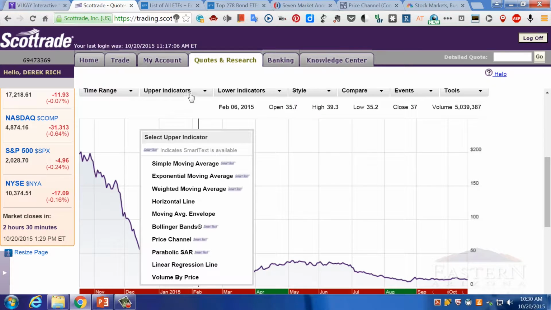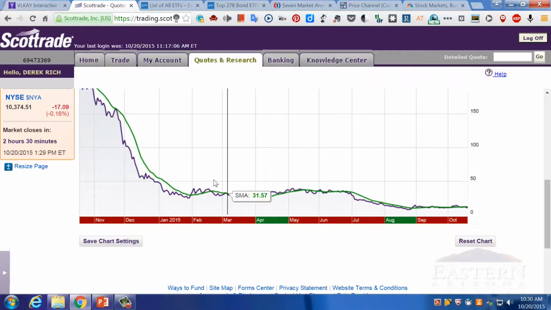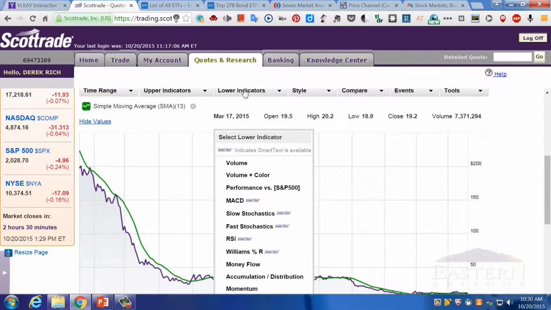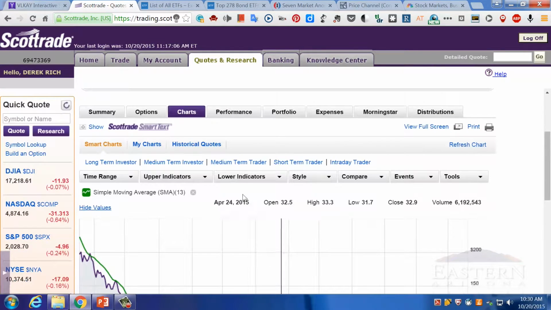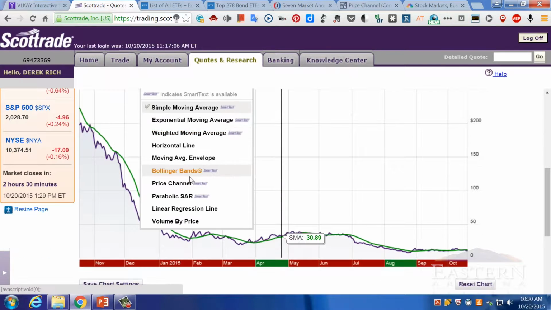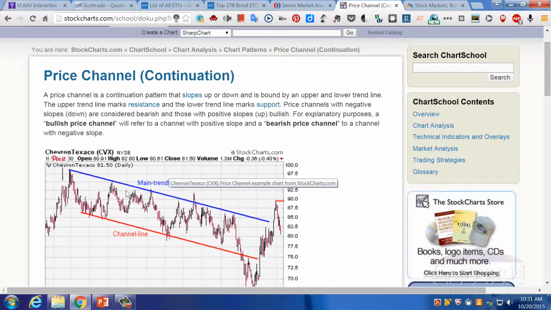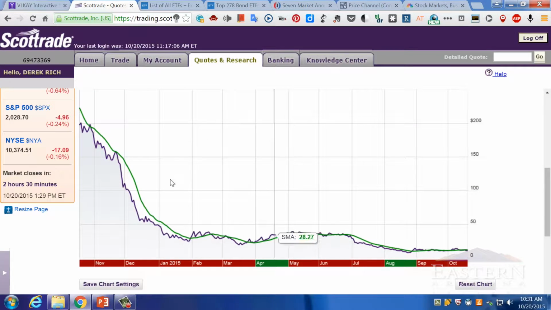It takes a little bit of doing, but I like using the simple moving average. So you click on that. There it gives you the green line. Some of them are more useful than others. You can also do by volume or any of these other statistics here. So you can actually create your own charts to see if you have one of these patterns here. So to see if you have a trend line like this, like the price channel thing, you could go into your Scottrade and see whether or not it's there. And this one, it kind of doesn't look like that.